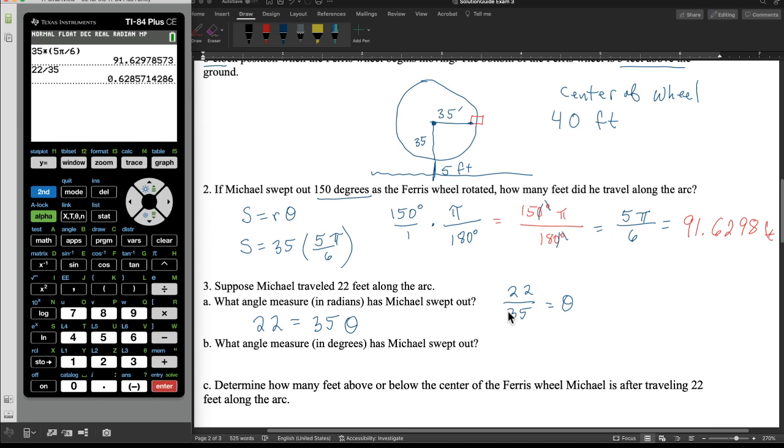So in terms of radians, we get 0.6286. If we round that up, that's what theta is. And that's in terms of radians.